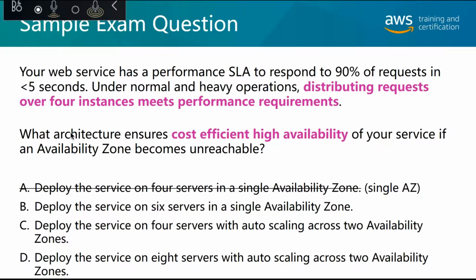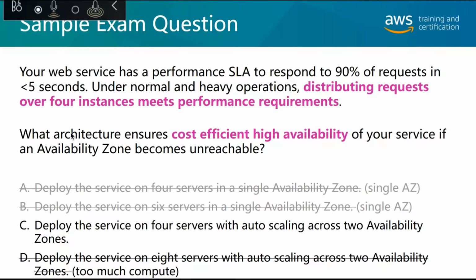So the first one, well, first of all, we basically never recommend using a single AZ. So we can cross that out right away. Whenever we have something that has a single AZ, it's not really a best practice. And then the last 2 do look good, but we do ask you to have a cost-efficient high availability of your service. So C would be the ideal, the best answer in this example.